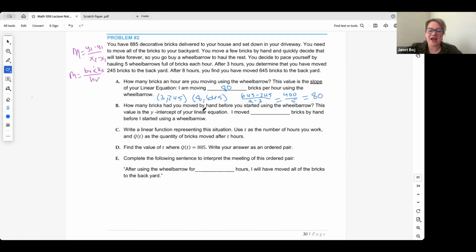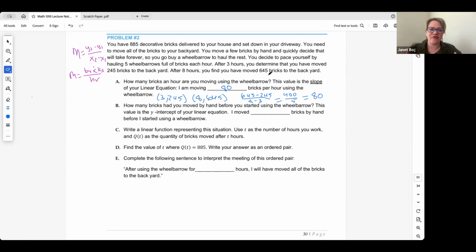How many bricks had you moved by hand before you started using the wheelbarrow? This value is the y-intercept of your linear equation. So, how do I find the y-intercept? You know that you're moving 80 bricks per hour. If you went 3 hours, so 80 times 3, that's 240, but you moved 245 bricks. If you went 8 hours, so 80 times 8, that's 640, but you moved 645 bricks.